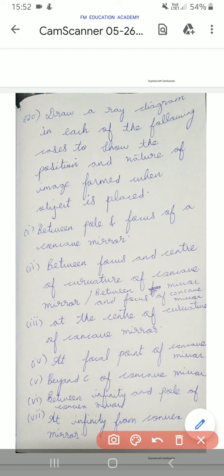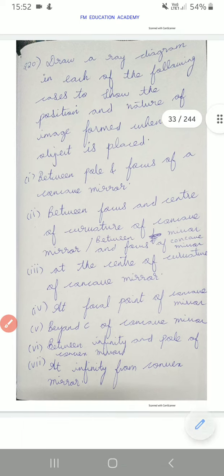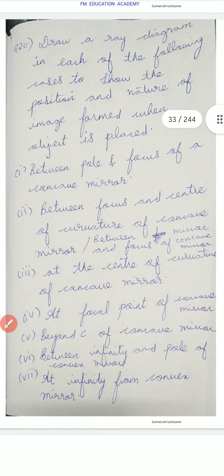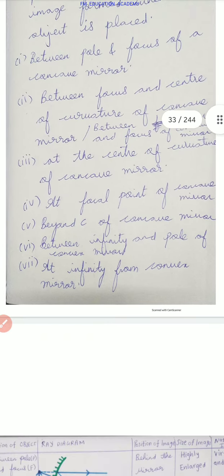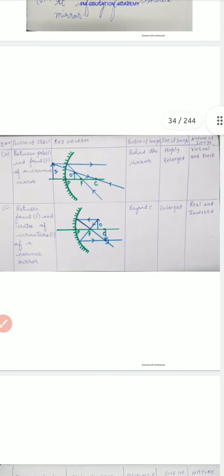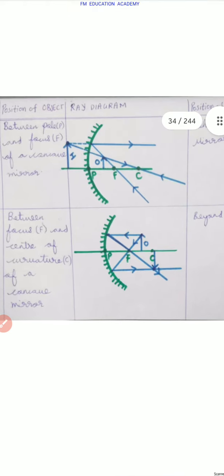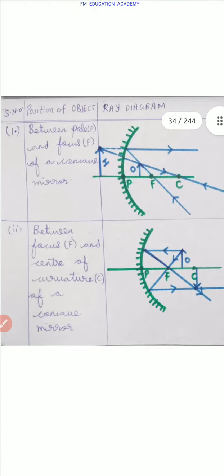Okay. Next is at the center of curvature of concave mirror, at focal point of concave mirror. That means in tomorrow's exam, it can ask you any one from these 7. Okay, so prepare these diagrams well. So first case is between pole and focus of concave mirror. You can do it like this. I'll give you a hint.